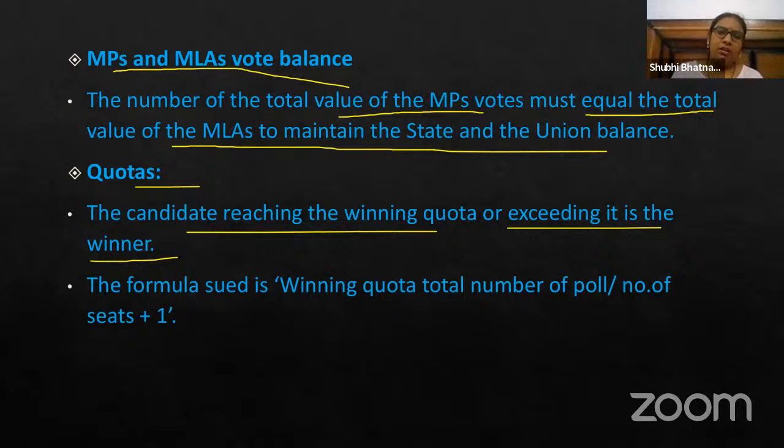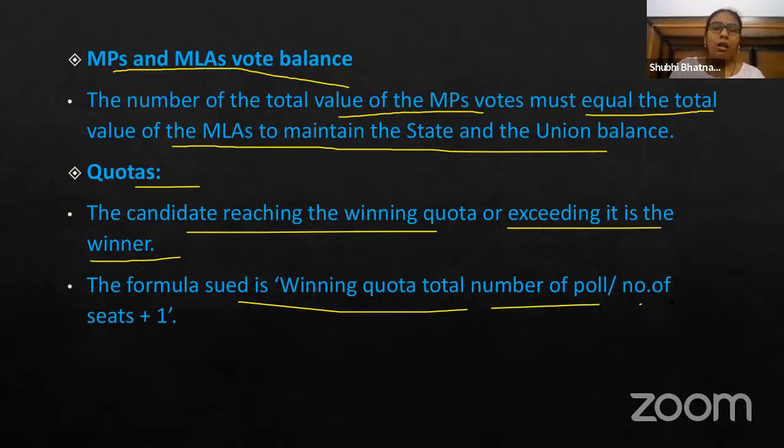जो भी कैंडिडेट जो नंबर होगा, जो विनिंग कोटा होगा, उसको जो एक्सीड कर जाएगा, दैट पर्सन विल बी द विनर. नाउ इसके लिए फॉर्मूला क्या होगा विनिंग कोटा के लिए. विनिंग कोटा, टोटल नंबर ऑफ द पोल, ठीक है, नंबर ऑफ द सीट्स, जितने पोल्स हैं उनके डिवाइडेड बाय द नंबर ऑफ द सीट्स, जितनी टोटल सीट्स है उसमें, और +1. तो जो भी +1 के आगे पहुंच जाएगा मतलब वो दैट पर्सन विल बी द विनर.